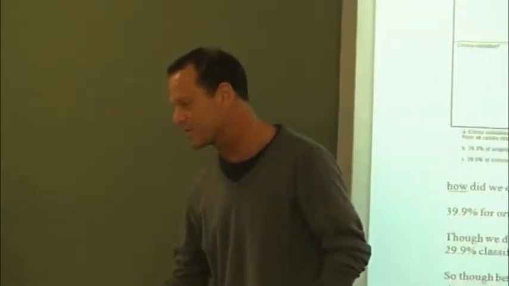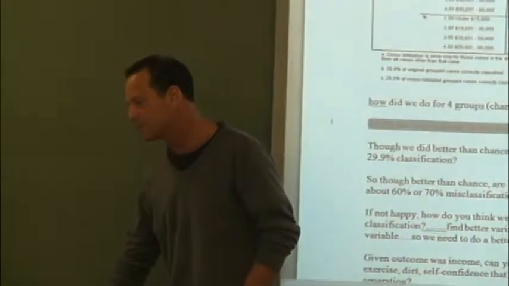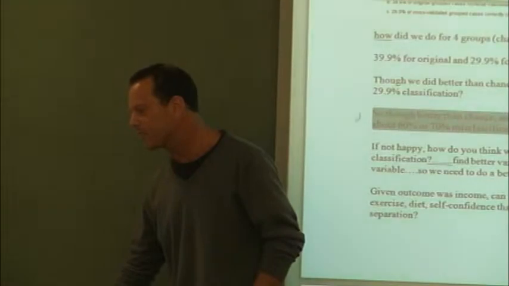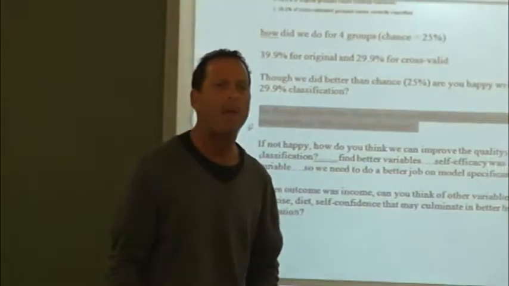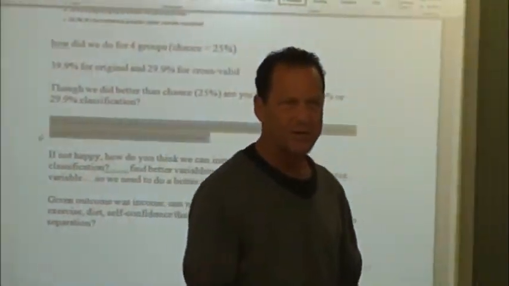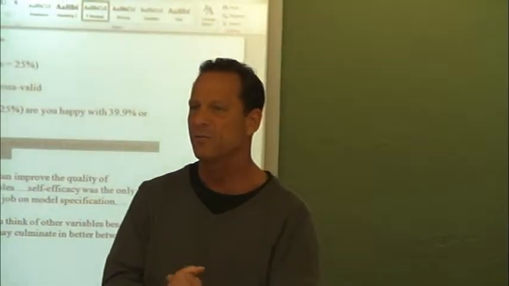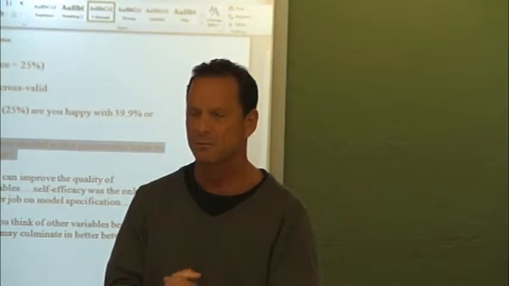So again, not great. We did better than chance. 39% for original, 29% for cross-validation. But though better than chance, are you thrilled with the process that leads to about 60 to 70% misclassification? That'd be like Target sending out 70% of these flyers to men. Right? I mean, just really misclassifying.